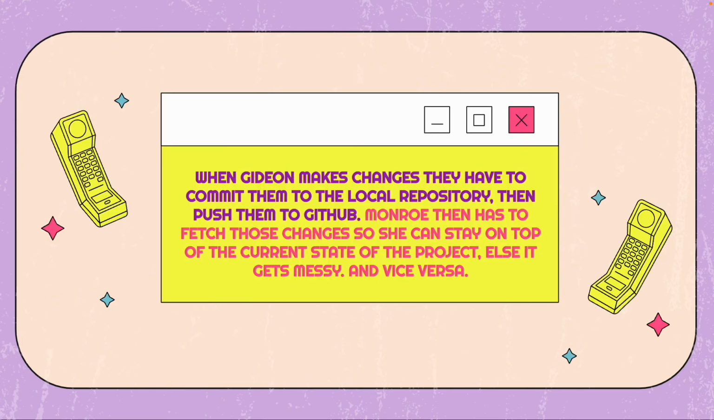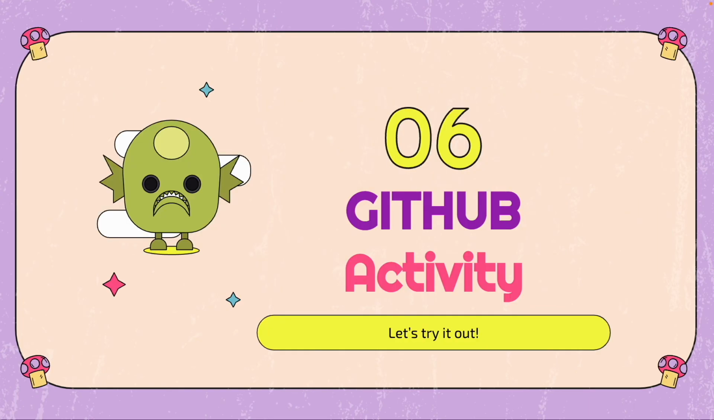So it's kind of this cycle. Gideon makes changes, they commit them, then they push them to GitHub. Monroe then has to fetch those changes and pull them so that she can stay on top of the current state of the project. If this isn't done continuously, it gets kind of messy. So you need to make sure you're constantly fetching and pulling changes from the current state of the project so that you're not working on an out-of-date project.